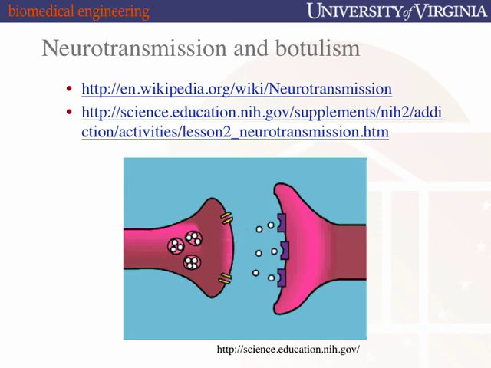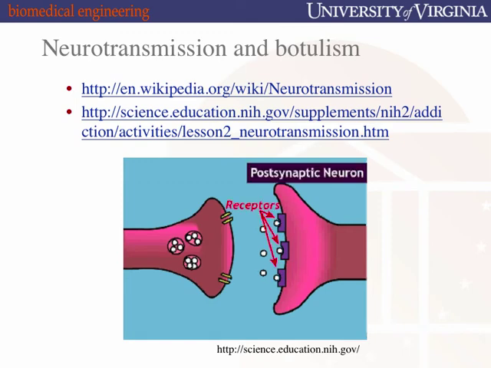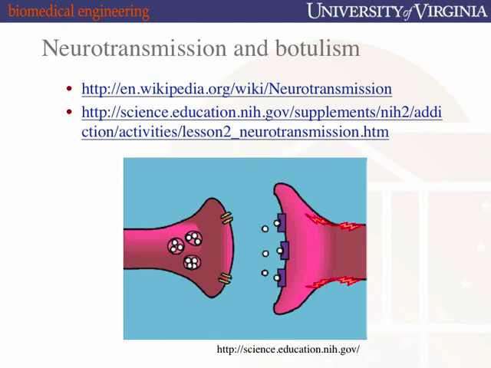They drift across the synaptic space and bind to special proteins called receptors on the postsynaptic neuron. Binding of the neurotransmitter to its receptor can trigger an action potential in the postsynaptic neuron. That electrical signal then moves toward the cell body of the postsynaptic neuron. Now that the neurotransmitter has relayed its message, it releases from the receptor into the synaptic space.